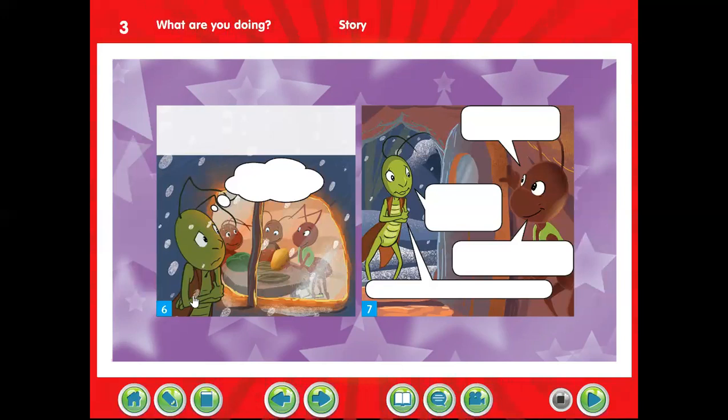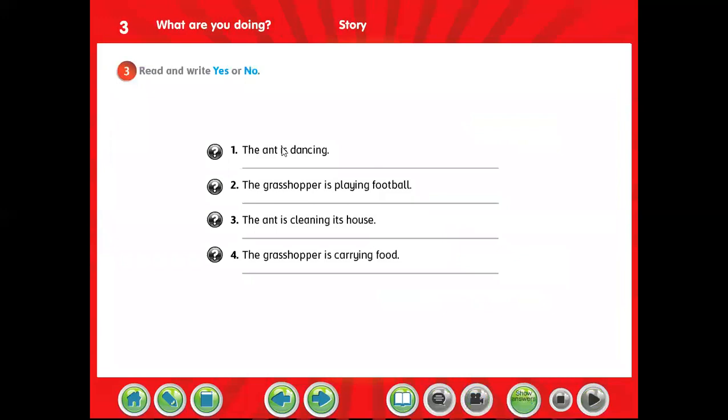The sentence, okay, very fast. You are going to read a sentence and tell me, is it yes or no? Okay? Let's see. Stephanie Pianto, can you read number 1, please? The ant is dancing. No. Very good, my friend. No, no. Excellent.